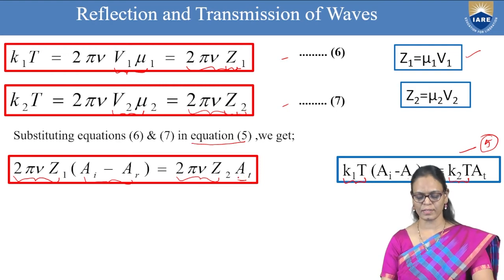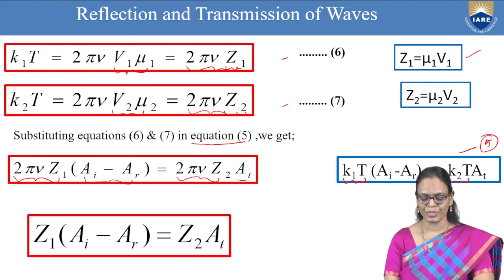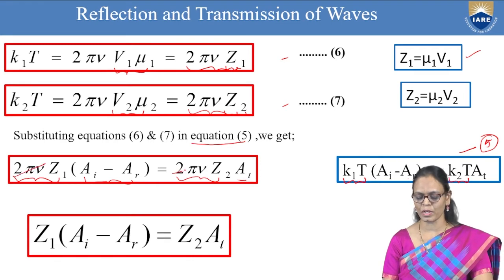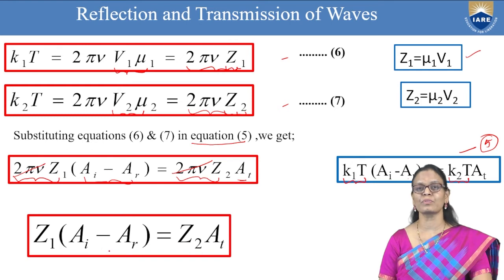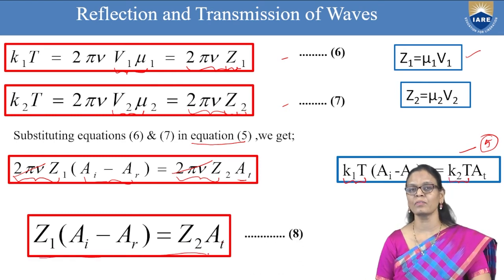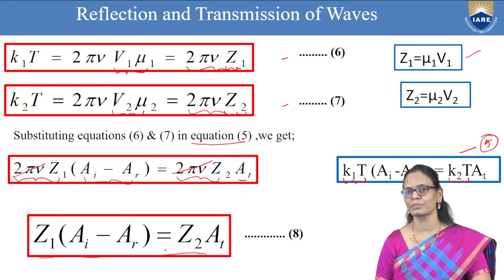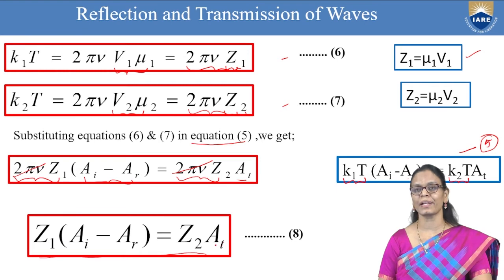Let us strike off the things which are common. Here 2 pi nu and 2 pi nu are common on both sides. So we write it as Z1 into AI minus AR is equal to Z2 into AT. Let us consider this as equation 8. This is very important now: Z1 into AI minus AR is equal to Z2 into AT.